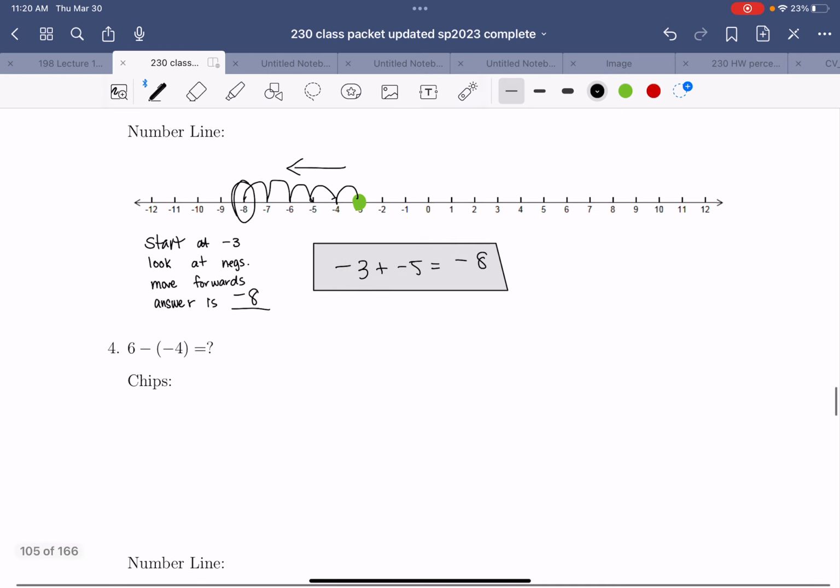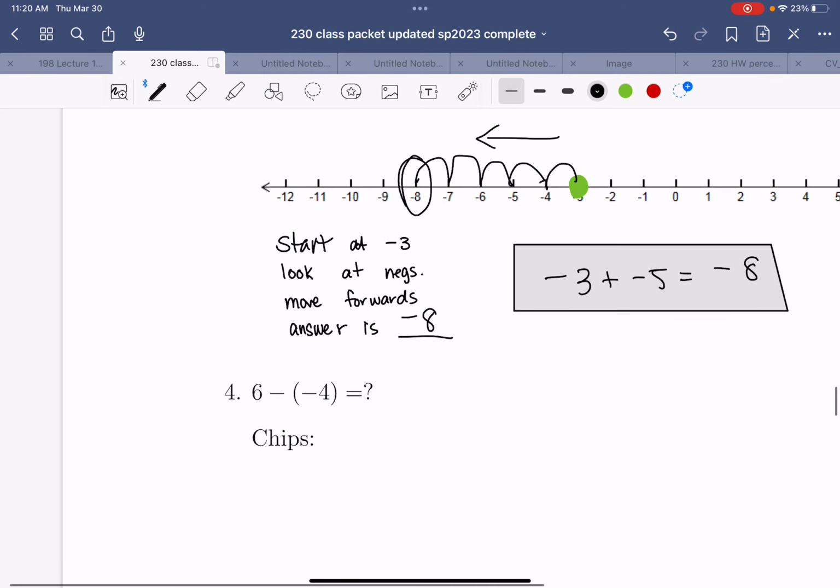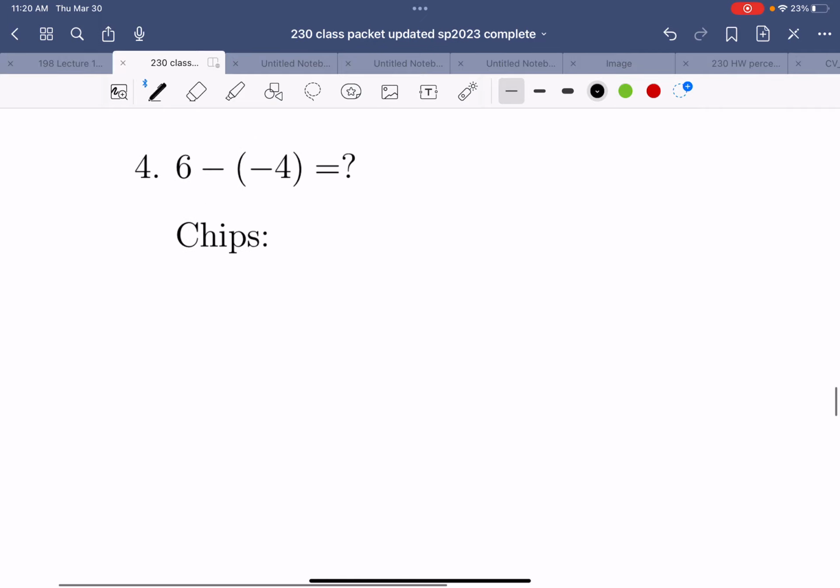Now, same kind of thing happens when it comes to negatives. On the number lines, instead of moving forwards, we're going to move backwards when we subtract. And with the chips, instead of combining things, we're going to try to take things away. Now, that can be easier said than done. So let's see how that's going to play out.